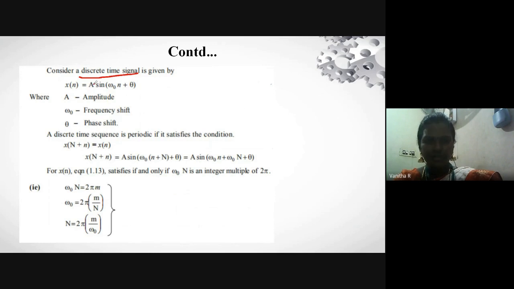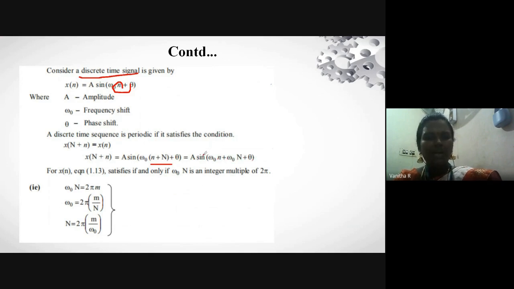You have x of n over here. With this, we are going to find x of n plus N. So what has to be done? Wherever you have n over here, that n must be replaced by n plus N. So that's what I did over here. After substituting, I'm expanding: A sine omega naught n plus omega naught N plus theta.